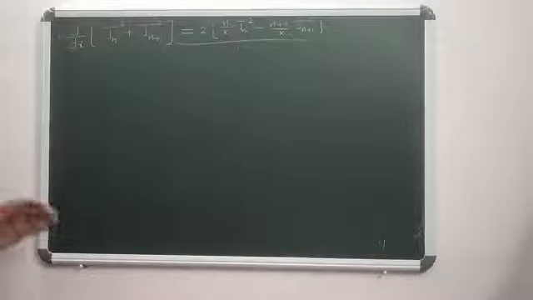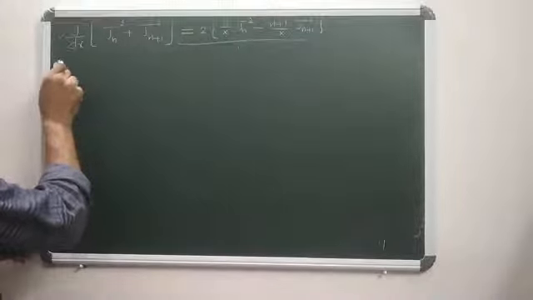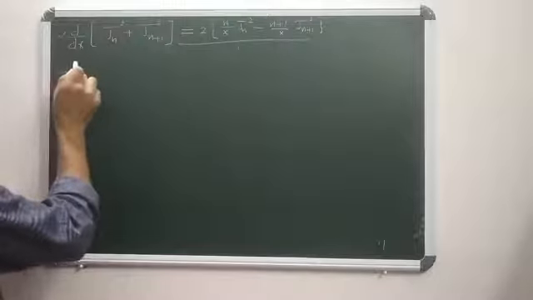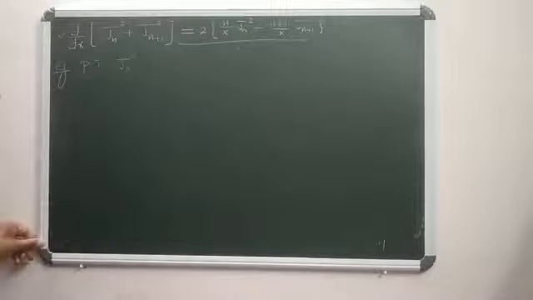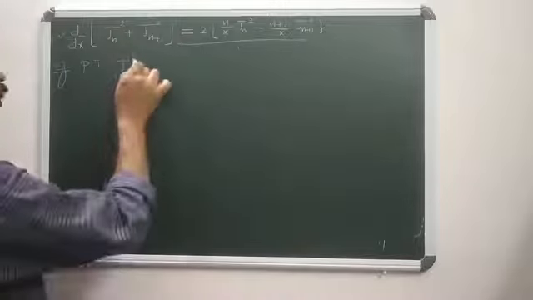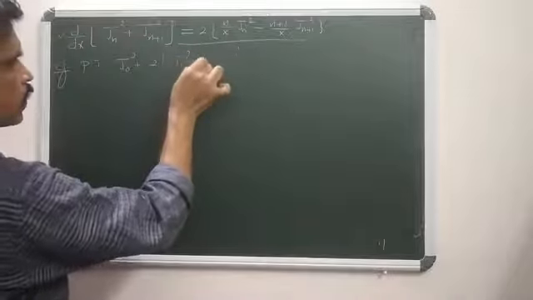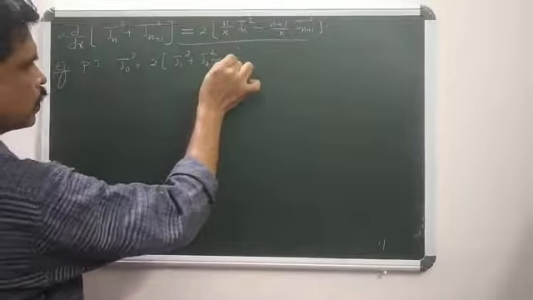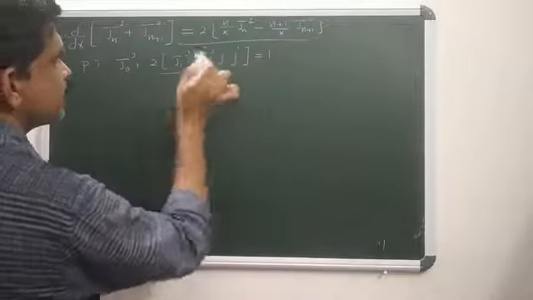Now listen, using these arguments, there is an important relation, an important result. You can prove that J0 square plus 2 into J1 square plus J2 square plus etc. equals 1. This is an interesting result.